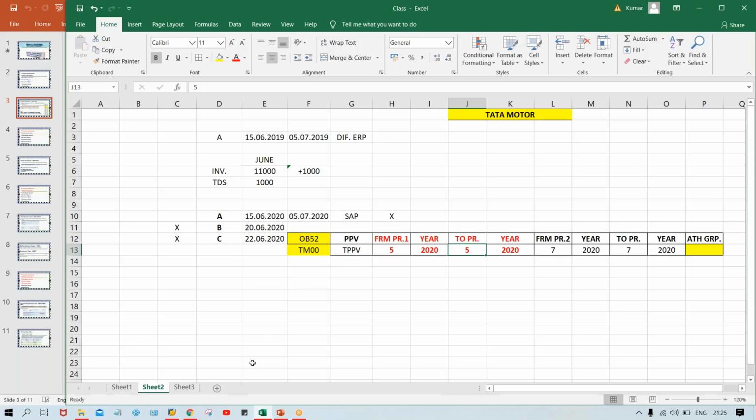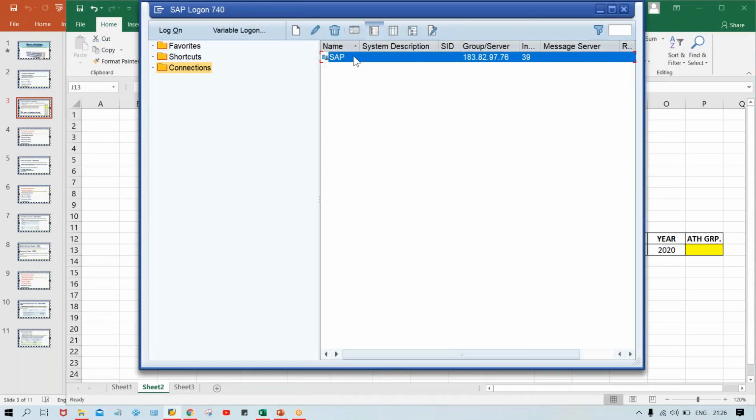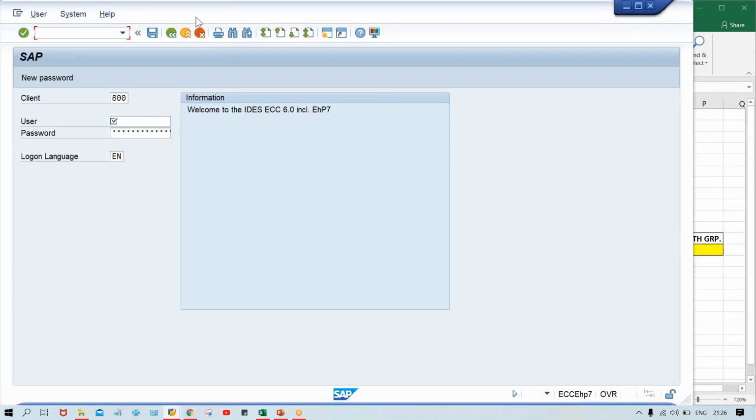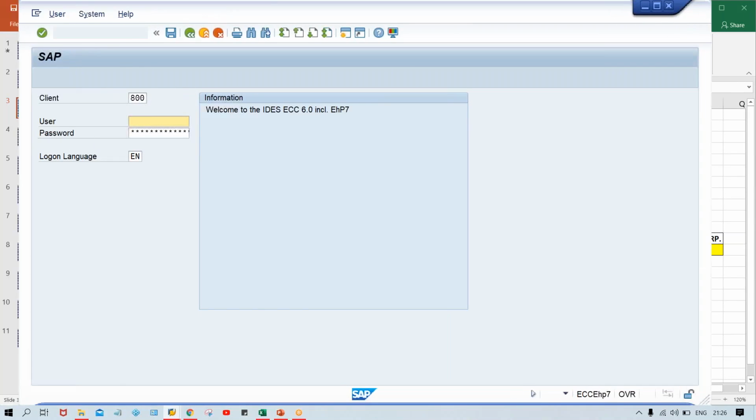Now, how to set it up? It is quite easy. Let me log in here and show you how to set up this posting period variant. If we talk about the configuration, guys, yeah.